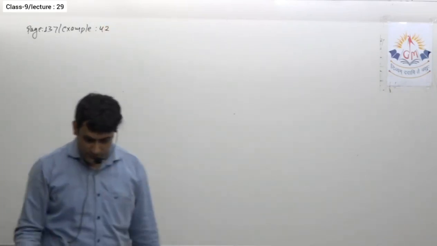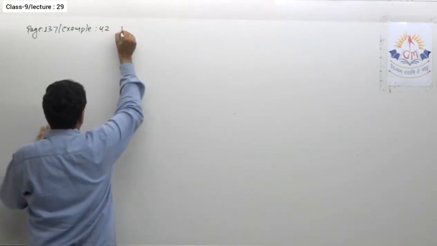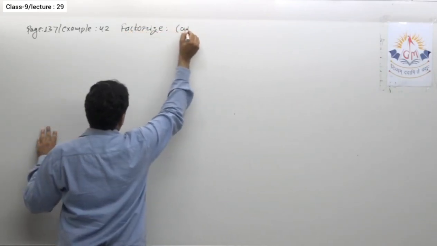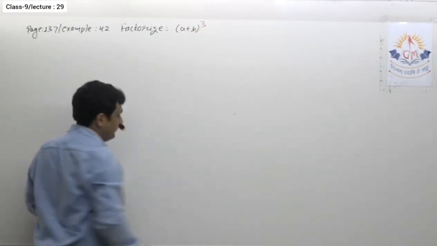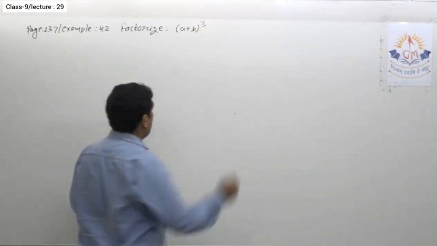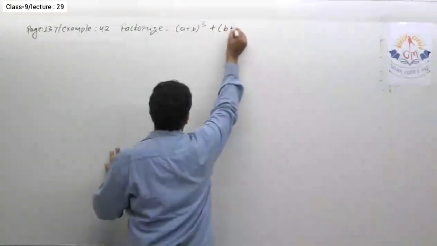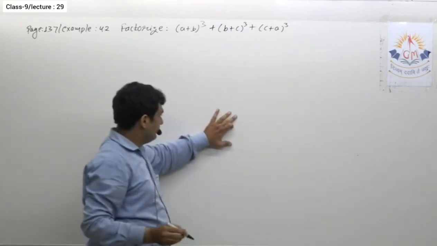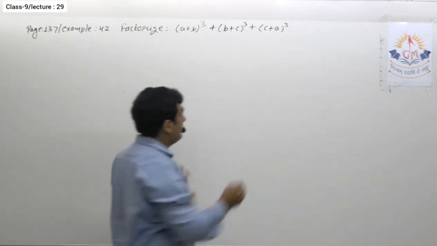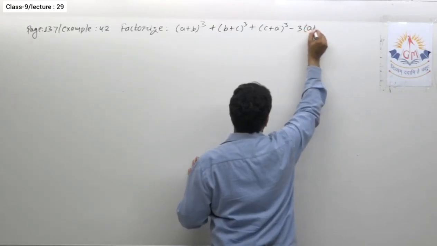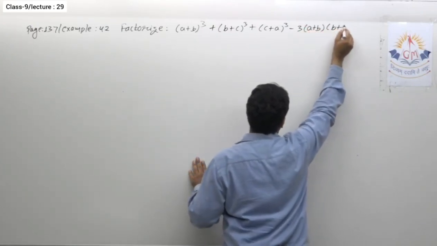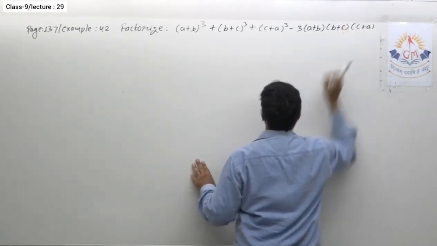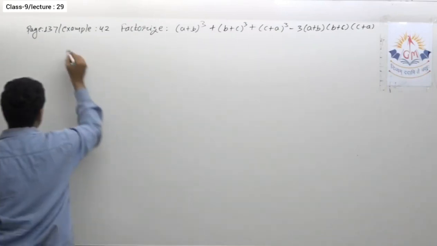Okay, the question is: factorize (a plus b) whole cube plus (b plus c) whole cube plus (c plus a) whole cube minus 3 (a plus b)(b plus c)(c plus a). Okay, we have to factorize this. So that is not that much difficult.